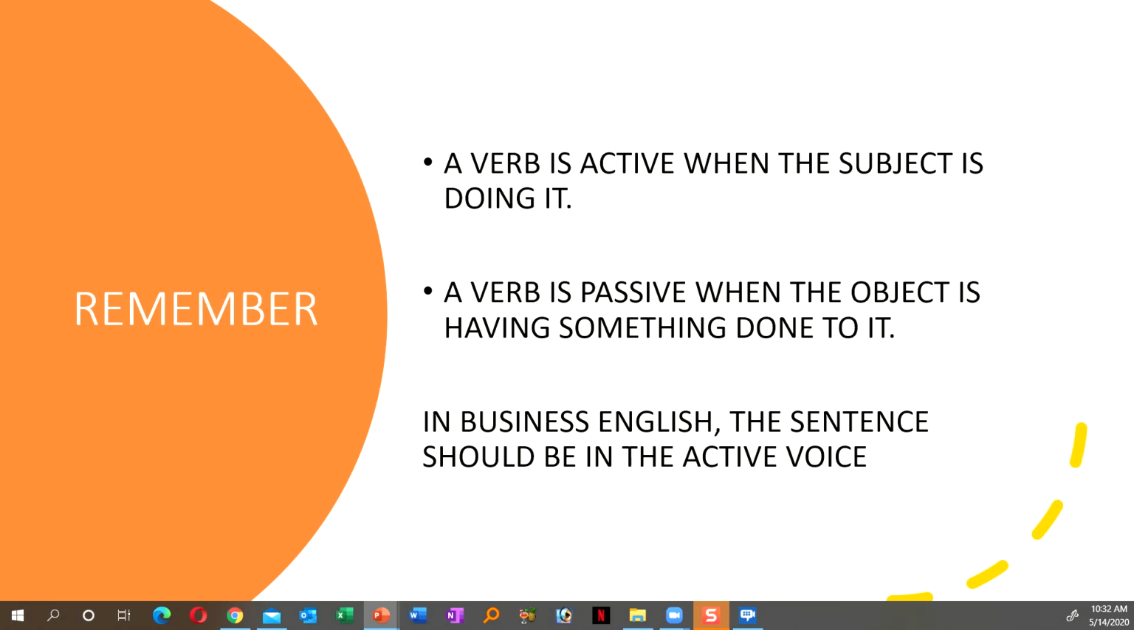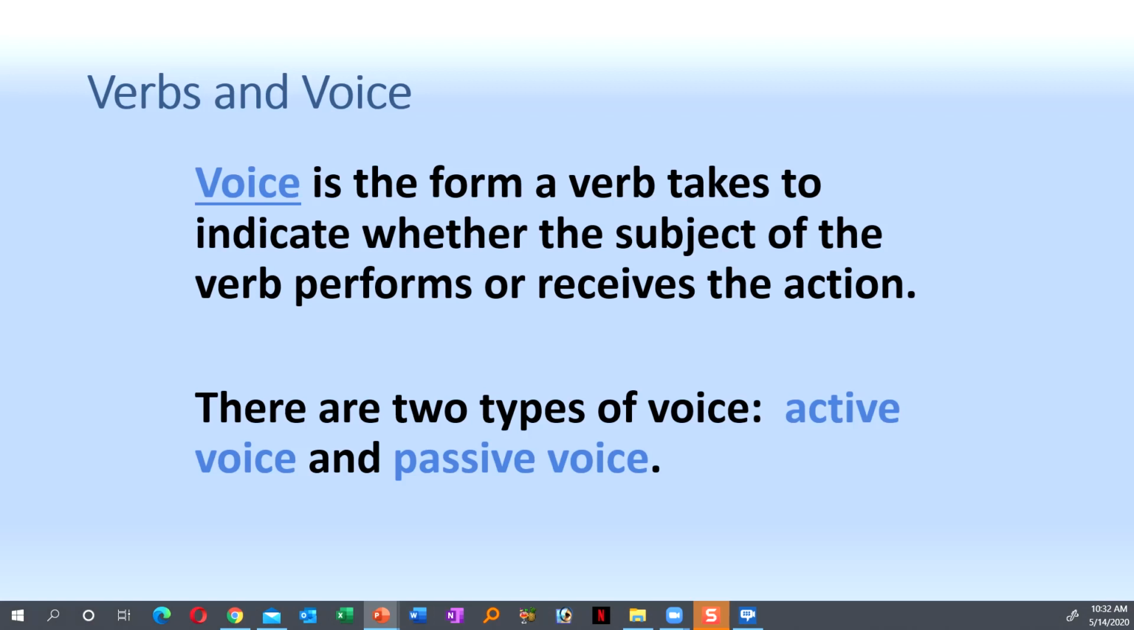So verbs and voices, let's take a look at that. Voice is the form a verb takes to indicate whether the subject of the verb performs or receives the action, right? There are two types of voice. Again, active voice and passive voice. Okay? So let's keep going. I know this is going to be repetitive, but I find this is the best way to learn, when I repeat information a different way.